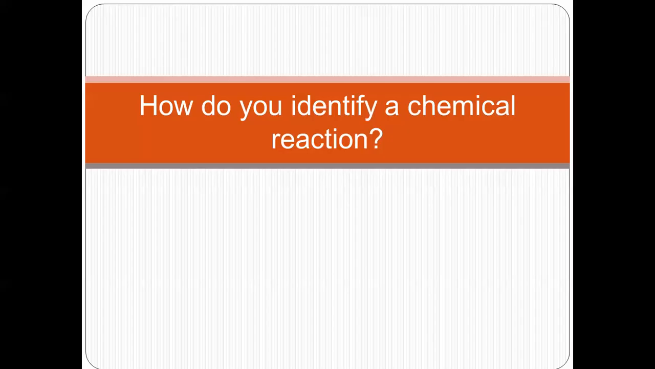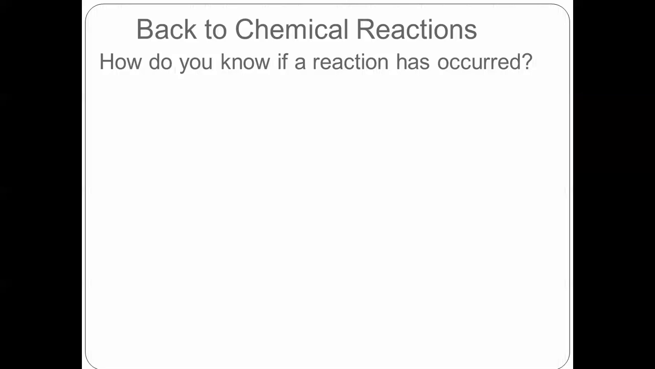Today we're going to learn how you can identify a chemical reaction. Yesterday we talked about physical and chemical changes. Remember, physical changes do not result in a change in the chemistry or the chemical makeup of the substance. Chemical reactions do. However, sometimes it is difficult to determine whether it is physical or chemical, so I'm going to give you a few clues today.